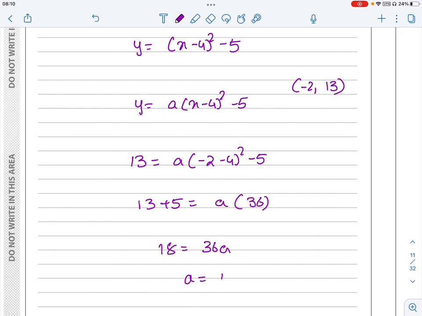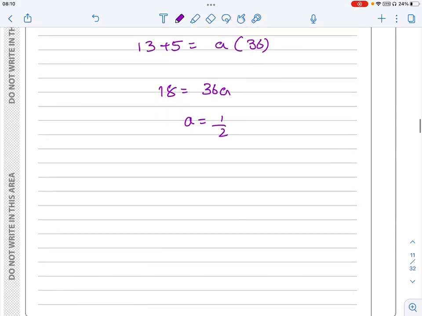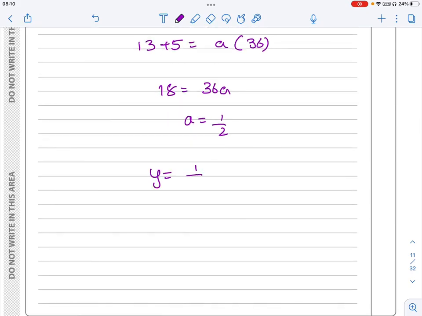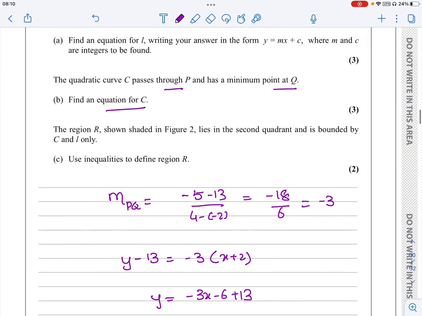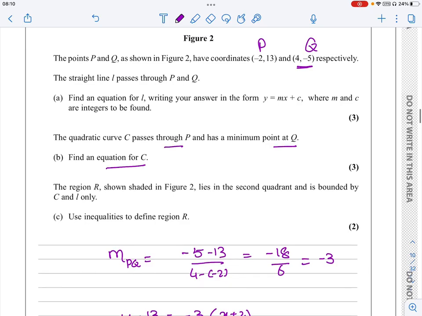So a equals 1 upon 2. So what will be the equation of the curve now? y equals 1 upon 2 times (x minus 4) whole square minus 5. That is the equation of the curve. The region R shaded in figure 2 lies in the second quadrant and is bounded by C and L only. Find the inequalities. 2 marks.